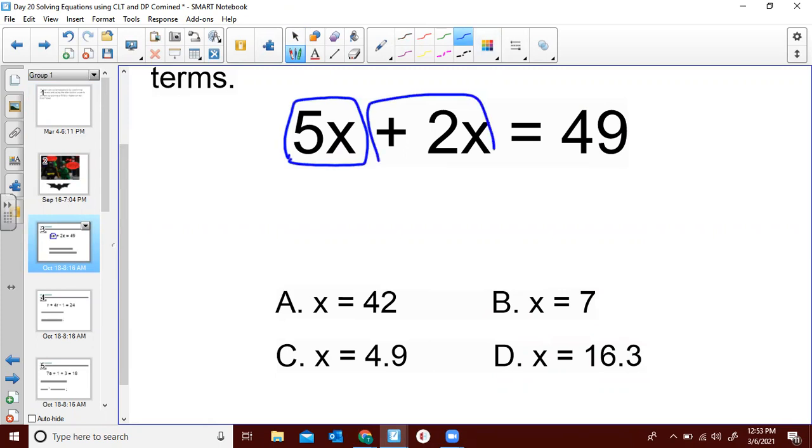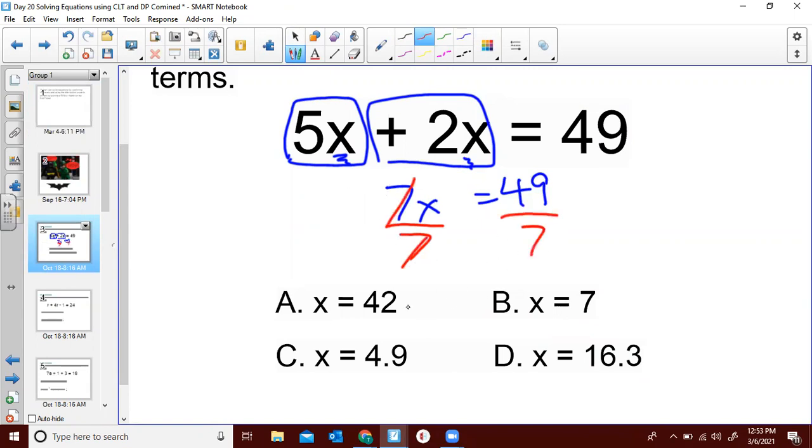What we know if we're combining like terms, right? We're looking for things that are on the same team. This is our x team. So 5x plus 2x, right? 5 plus 2 is 7. Don't forget about your x, and that equals 49. All we want to do is get this x by itself, so we divide by its coefficient, or the number in front of it. And when we do so, we get x equals, you put 49 divided by 7 in Desmos, and we get 7.